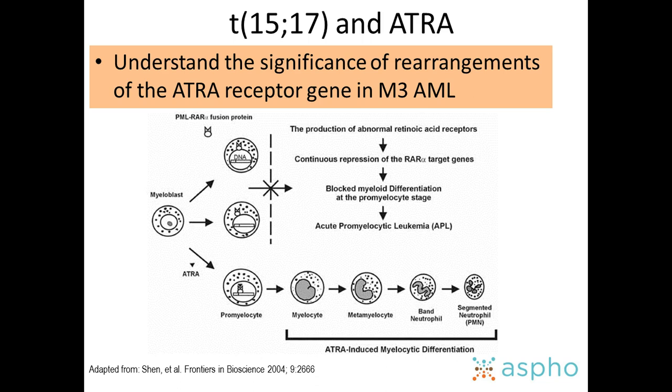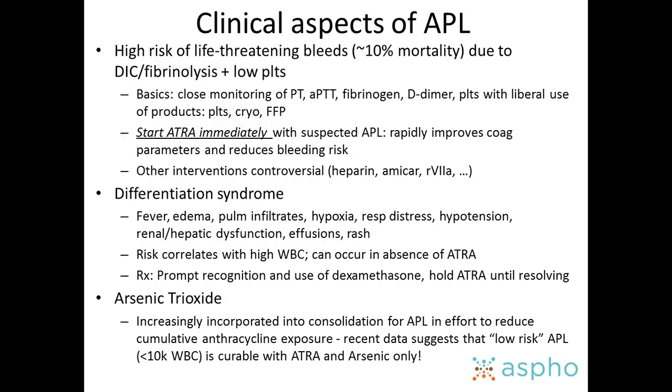And so when you give exogenous ATRA, you can overcome that signaling block and reestablish differentiation, and the leukemia cells are able to differentiate past that block and undergo apoptosis. And that's basically the effectiveness of ATRA in a nutshell. And so what are some of the clinical aspects of APL? Well, there's a very high risk of life-threatening bleeds, about 10% mortality within the first few weeks of diagnosis due to severe DIC, fibrinolysis, and low platelets.